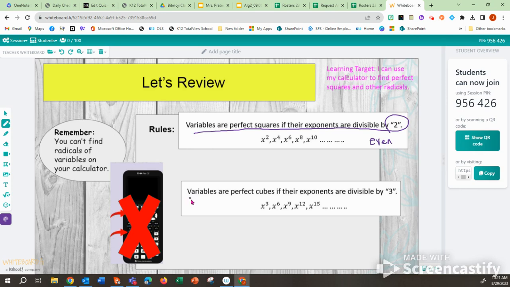Variables that are perfect cubes have exponents that are divisible by 3. X to the 3rd, x to the 6th, x to the 9th, x to the 12th, x to the 15th. So that's how you're going to tell whether a variable is a perfect square or a perfect cube. And if it's a perfect fourth, I didn't list these, but the exponents would be divisible by 4. If a variable is a perfect fifth, then the exponent would be divisible by 5, and so forth.